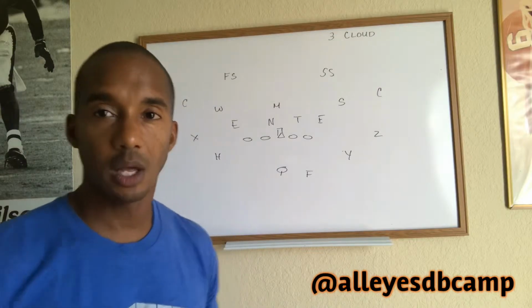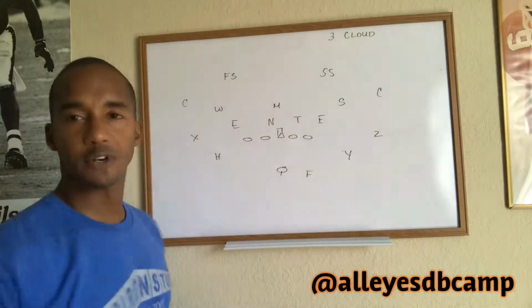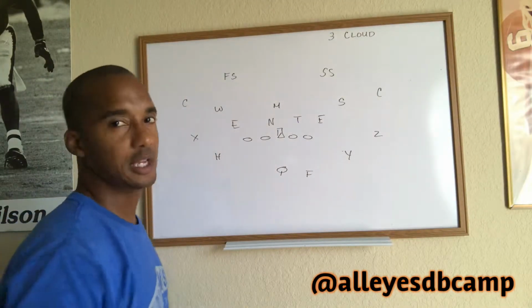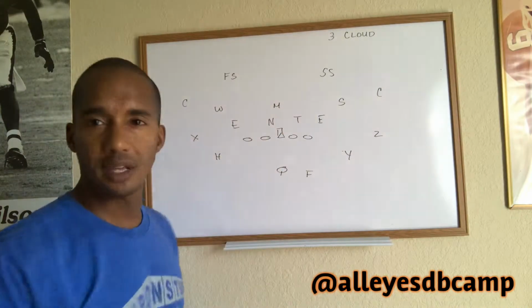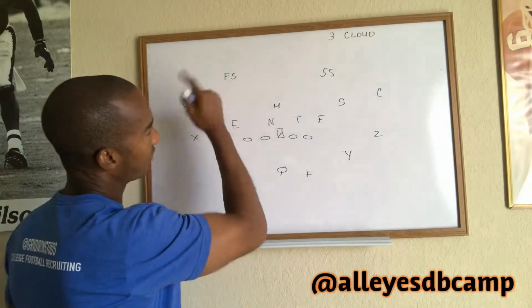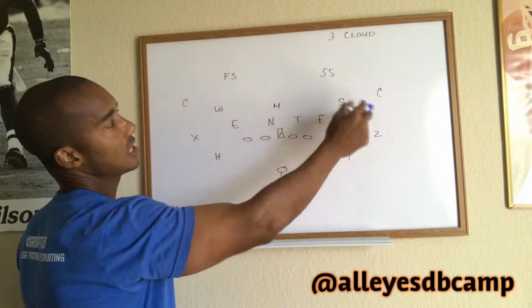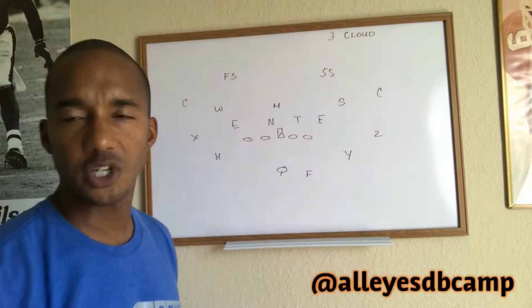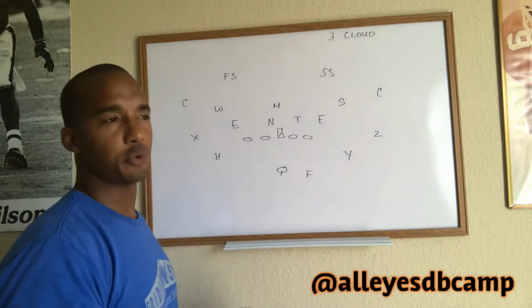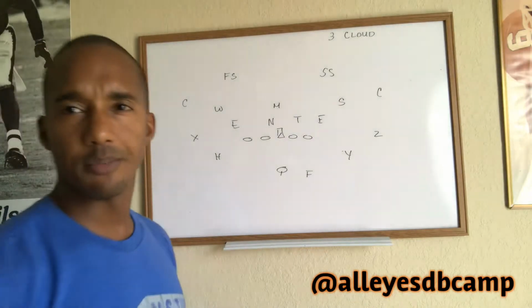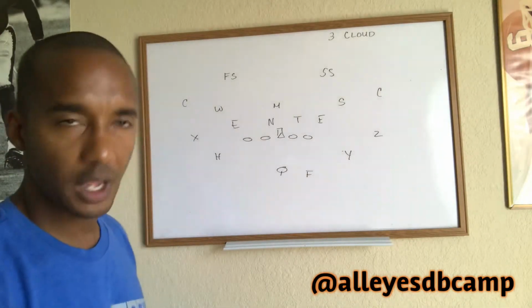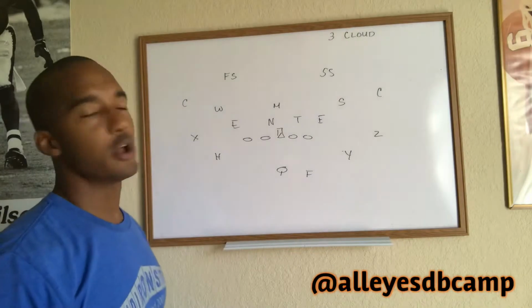3 cloud and 3 sky now involves a 2 high safety look, also known as a 2 shell, where it looks like it might be cover 2 or cover 4, something with a split safety alignment. So you've got a free safety on one hash, you've got a strong safety on the other hash. That's a 2 shell. So 3 sky, 3 cloud really comes out of that look. And first we're going to talk about 3 cloud.